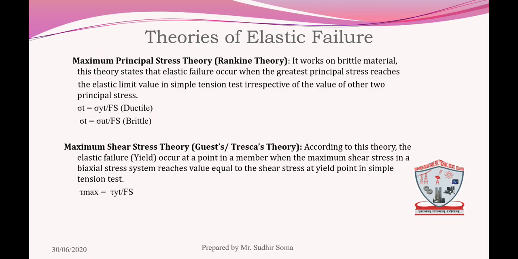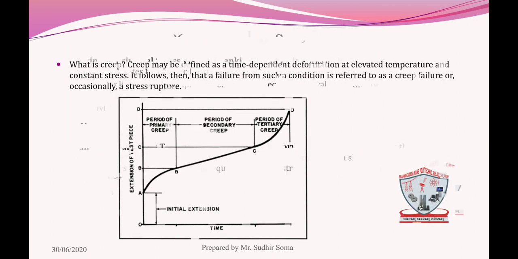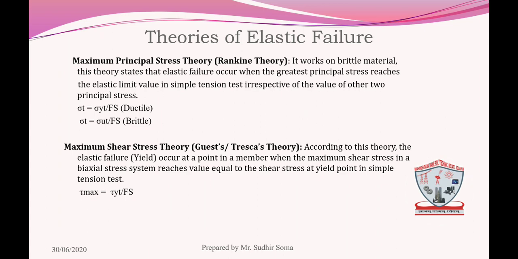Obviously, the formula given is tau max is equal to tau yt divided by FS, meaning shear stress at yield point. You know the shear stress at yield point is equal to 1/2 of the yield stress in tension. It can also be written as tau max is equal to sigma yt divided by 2FS. So obviously this theory, the maximum shear stress theory, is mostly used for ductile materials.